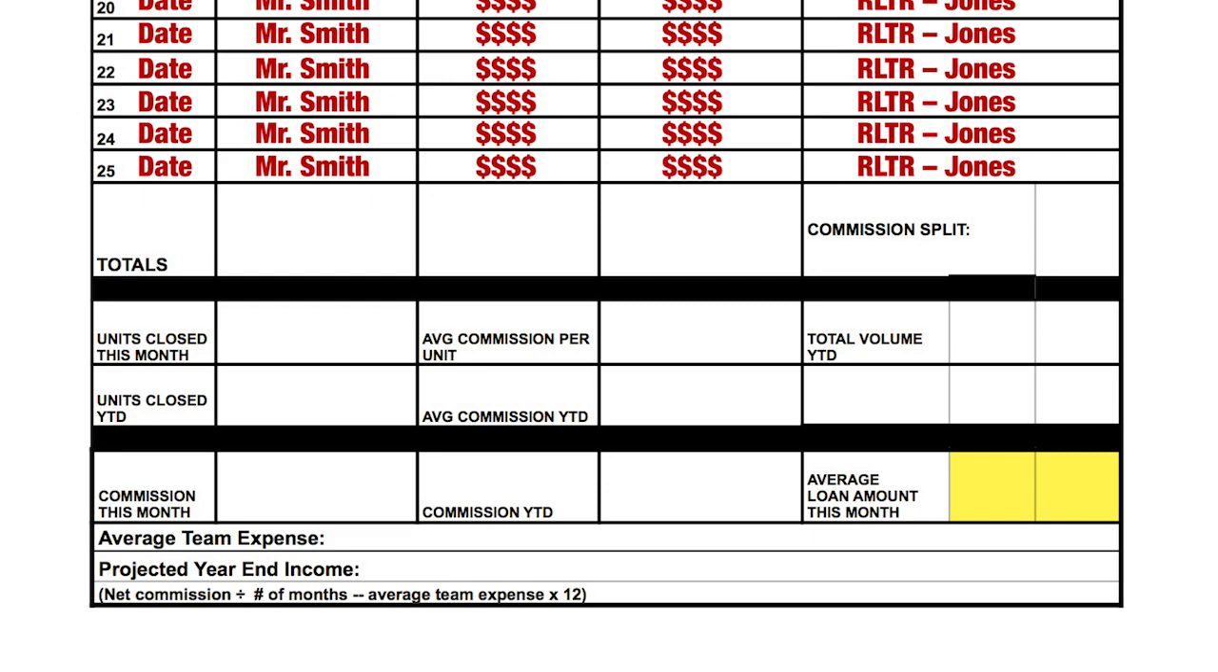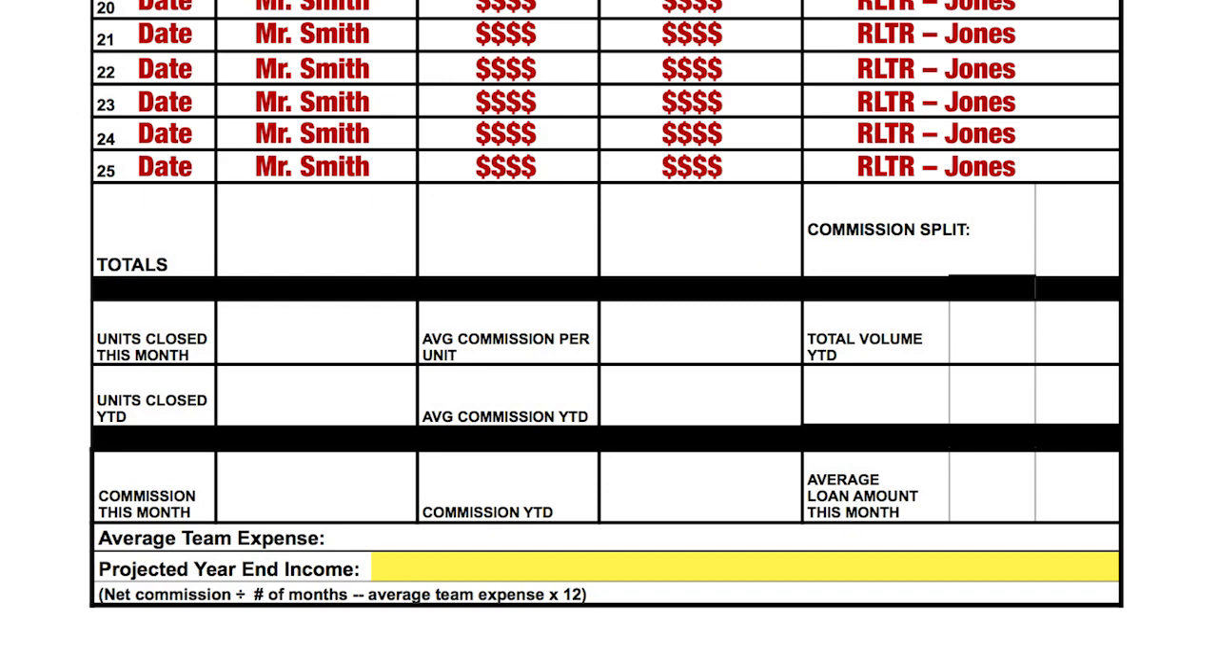And then at the very bottom, we're asking your average team expenses. About how much does it cost you to run your team every month? Roughly. Put that number in there because you're going to need it for the last thing, which is the math, the formula. So you want to figure out your projected year-end income.